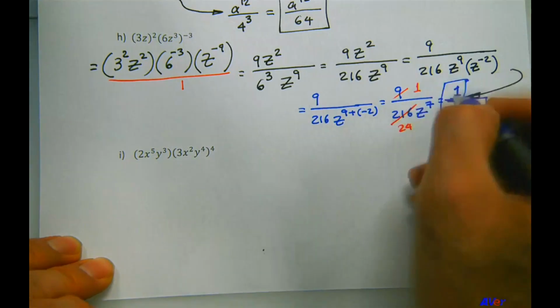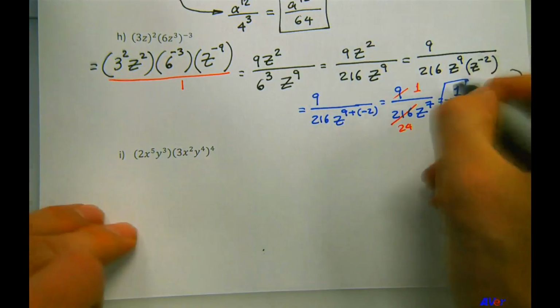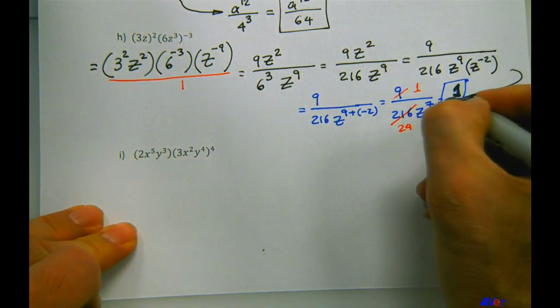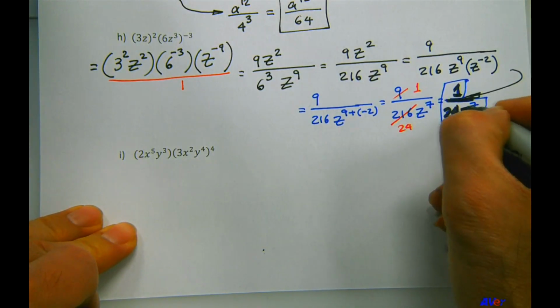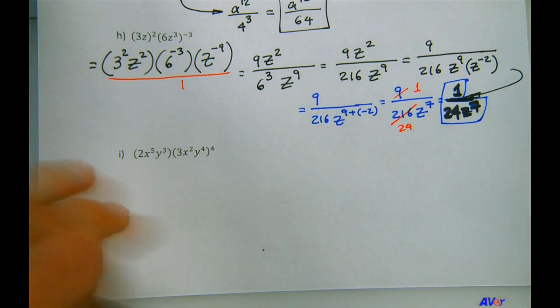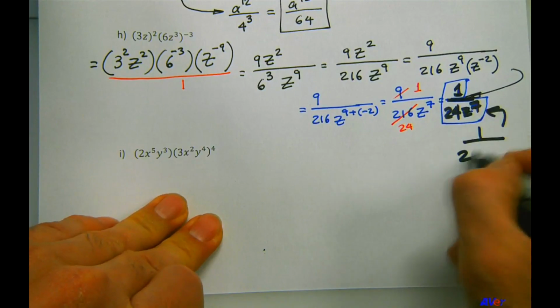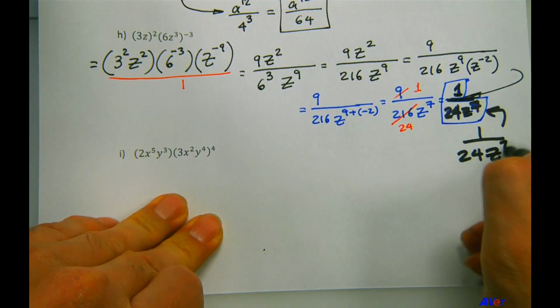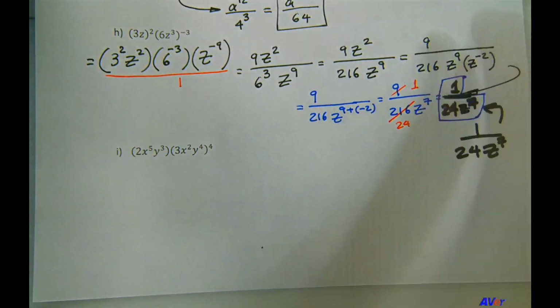Okay, that's a fraction line. I hope that's clear there. Let me make sure that that's clear. So 1 divided by 24 z to the 7. There. Okay, it got a little bit too crowded in that corner.